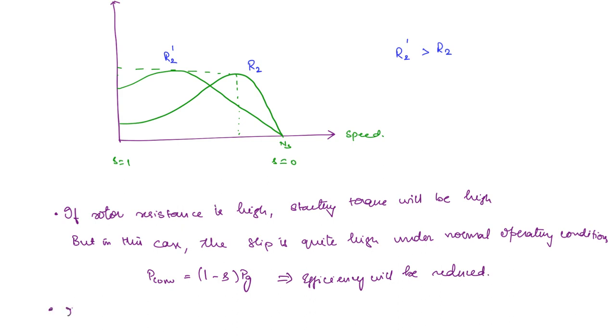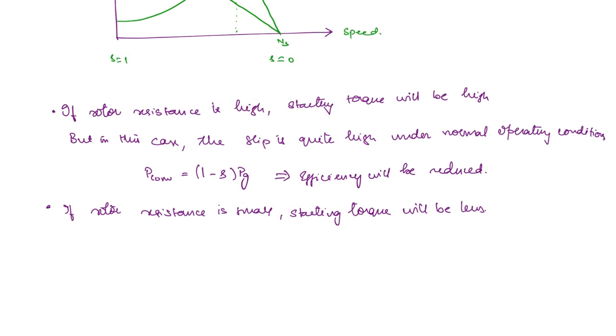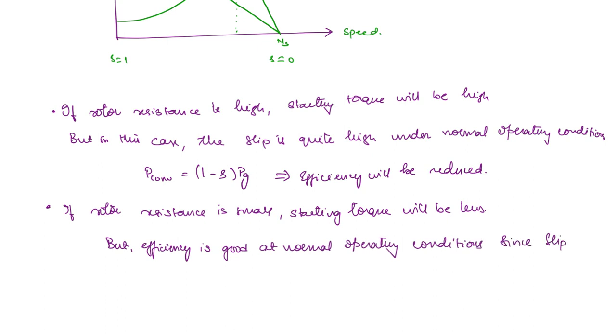Now, what if we reduce the resistance? If rotor resistance is small, then what will happen? We have to see this characteristic. Now, under normal operating conditions, it's fine, but the starting torque will be less. But it gives good efficiency at normal operating conditions. So you can write, but efficiency is good at normal operating conditions since slip will be low. So this is how various values of rotor resistance will have an effect on the operating conditions.